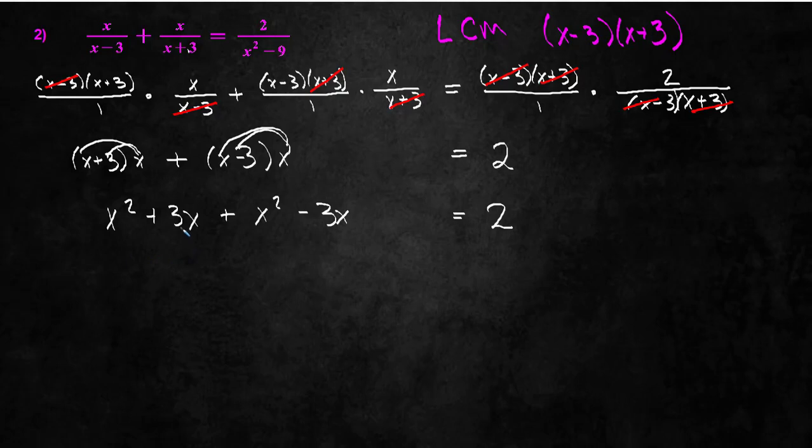So now I need to combine like terms. These two are going to cancel, and I end up with 2x squared equals 2. Remember that plus 3x minus 3x equals 0, so those cancel out completely. Now I need to solve for my x squared. So I need to divide both sides by 2.